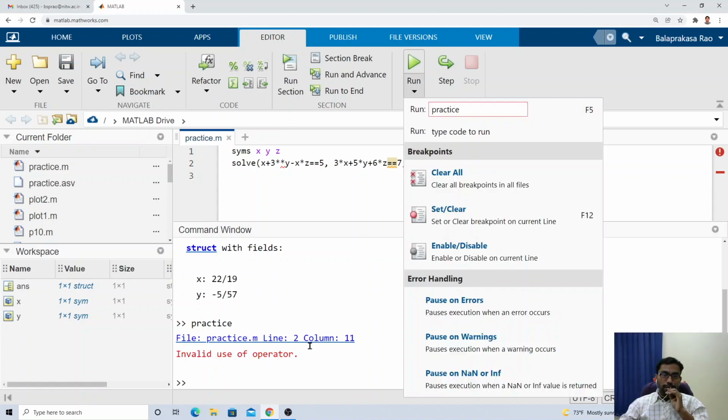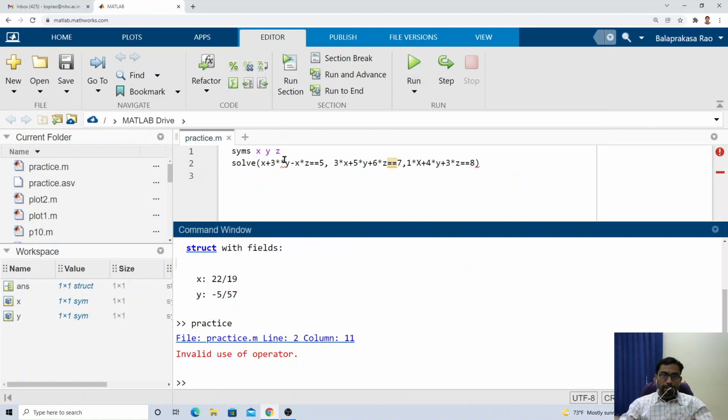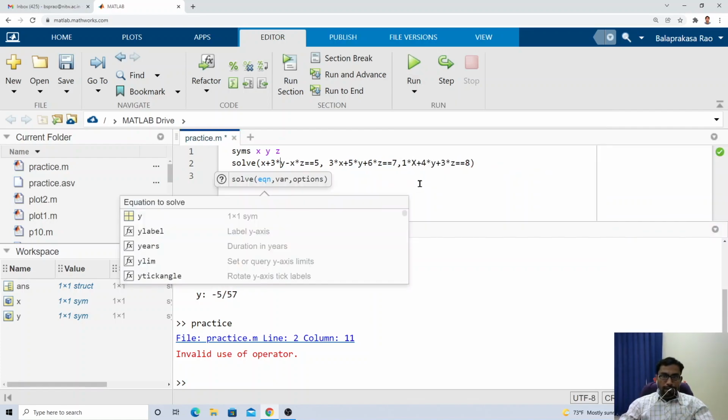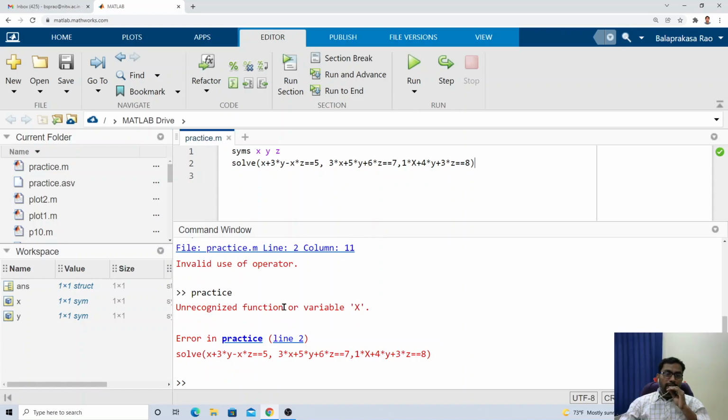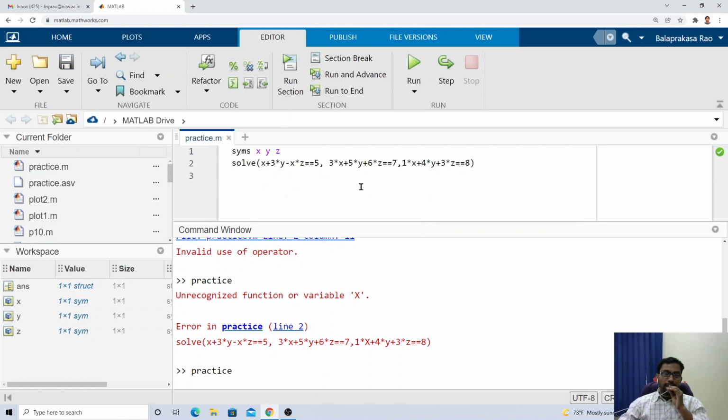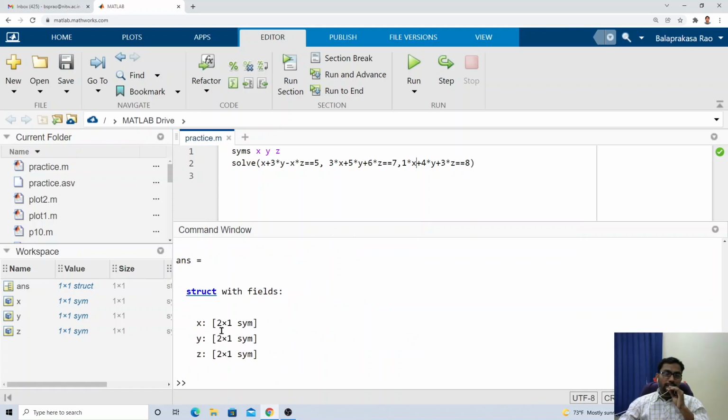You can simply solve this. This should be 1. Any issue anywhere else? No. I hope it is clear. So if you run this, unrecognized, there is a capital X, it should be small x. If you run this, you will get an output like this, right? You can check the value by opening x, y and z.